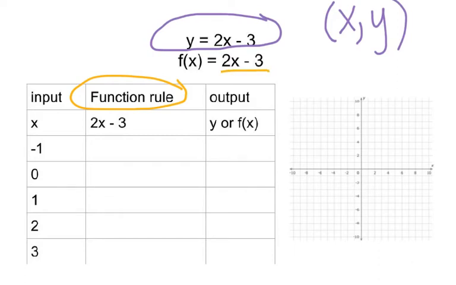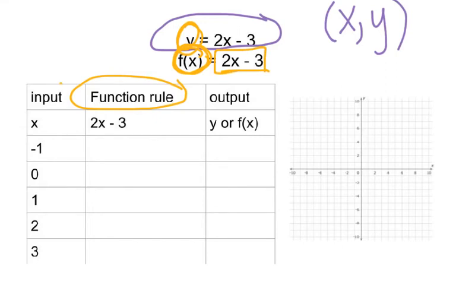Y is one way to write this. And then f of x is how you say that. F of x, the function where you put an x in it. So it's a function that you put an x into. If we wanted to name our function something else, we could. And this over here is our function rule.